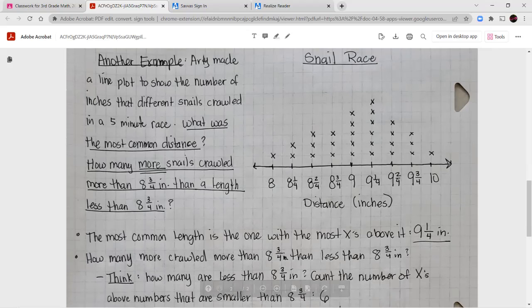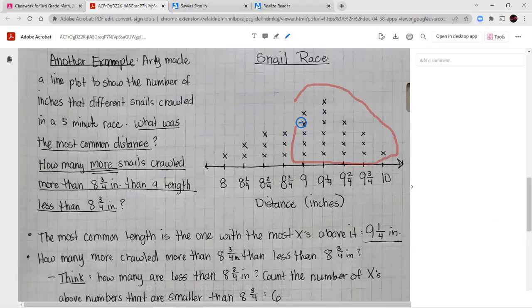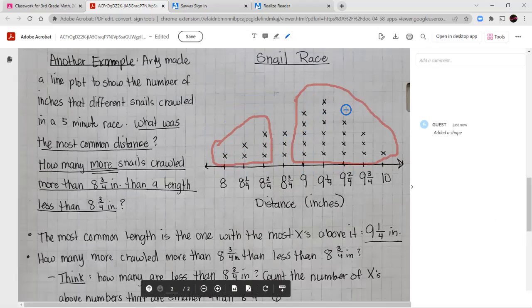Now for the next part, it says how many more crawled more than 8 3/4 inches than the ones that crawled less than 8 3/4 inches. If we want the ones that are more than 8 3/4 inches, that means we're looking at these guys. So these are the ones that are bigger than 8 3/4. And we want to compare them to the ones that are less than 8 3/4.